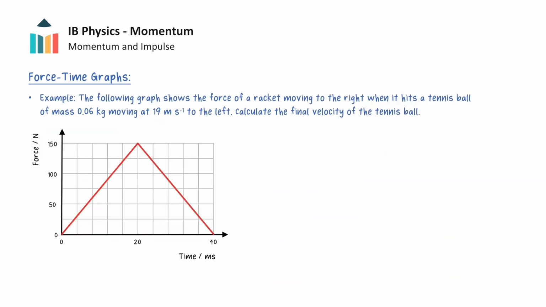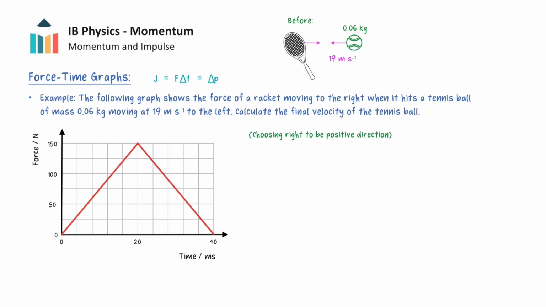Let's now consider a numerical example which uses the impulse of a varying force to calculate the final velocity of a ball. Remember that impulse is a vector quantity, so we will choose right to be the positive direction for the purpose of this calculation. We begin by calculating the impulse of this varying force from the area under the force time graph. This can be done by calculating the area of a triangle with a base length of 40 milliseconds, which is equivalent to 0.04 seconds, and a height of 150 newtons. So the impulse of this force is equal to 3 newton seconds.